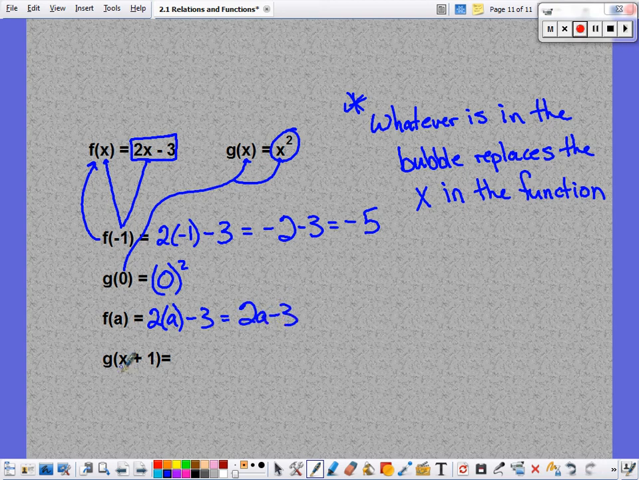The last one, we have g of x plus 1. Again, what's our bubble? x plus 1. So we take the bubble and we replace the x in our g. And so instead of x squared, we have bubble squared. What's our bubble? x plus 1. And you can leave it like that, or if you want to expand it out and FOIL it, you can. It's up to you, but as long as you got to there, I'm in pretty good shape, and you are as well.